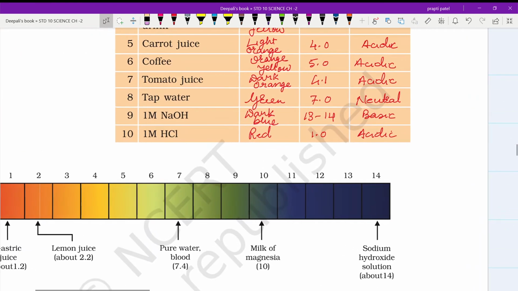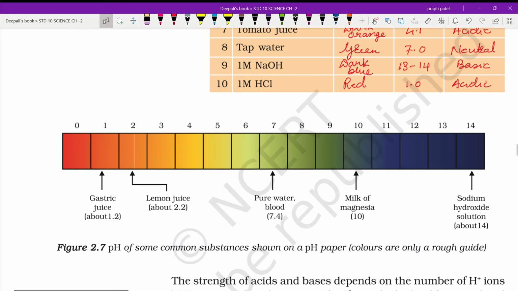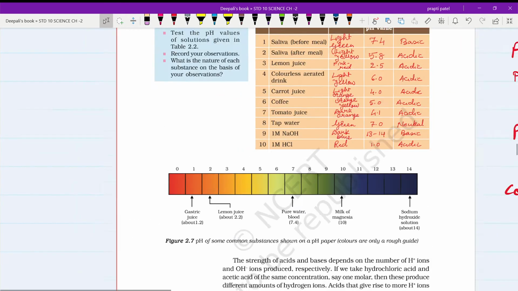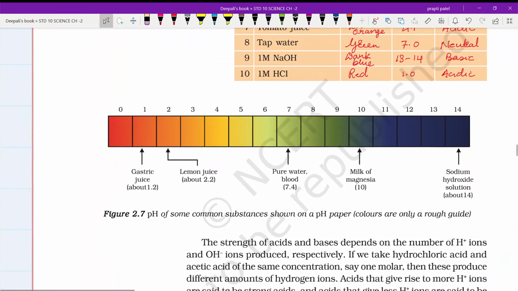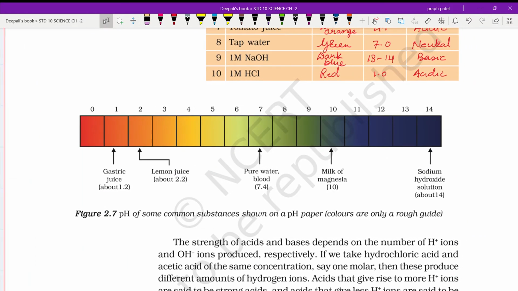So you can see these various substances when they are tested with the universal indicator, you can easily measure their acidity. Now the pH of some common substances is given in this chart as well. You can see gastric acid, which is also HCl.